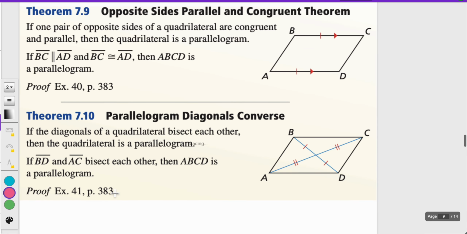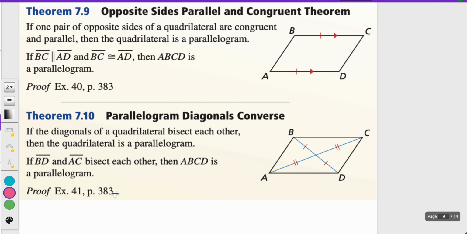Up next, we have 2 additional theorems. So if we're continuing to look at that theorem worksheet I gave you, 7.9 states the opposite sides parallel and congruence theorem. If one pair of opposite sides of a quadrilateral are congruent and parallel, then the quadrilateral is a parallelogram. So this is just going on top of what we just talked about with 7.7. And then the parallelogram diagonals converse states, if the diagonals of a quadrilateral bisect one another, then the quadrilateral is also a parallelogram. And again, that is kind of what we saw before in lesson 7.2 with that diagonals and consecutive angles.